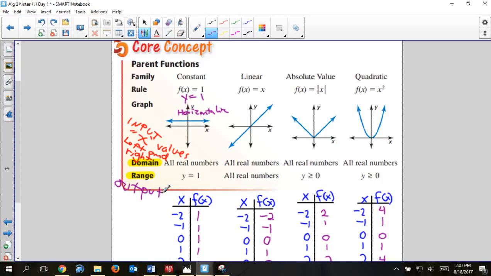Somebody else tell me something. It is the y values. Good. And instead of left and right, it is the up and down.